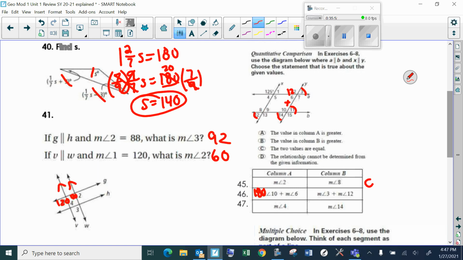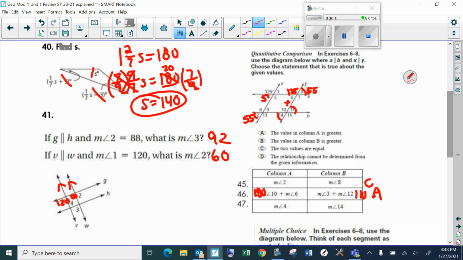So this is 125. That makes this 55 because they're a linear pair. So that makes this 55. What's 55 and 55? 110. So therefore, column A is bigger. So it's A. All right, how about 4 and 14?